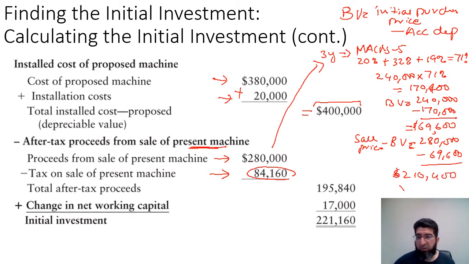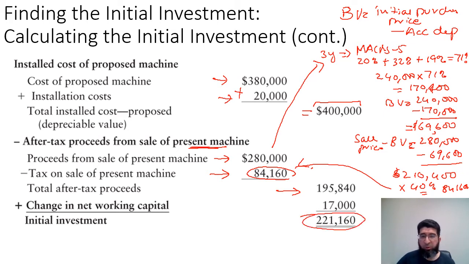Now, if we multiply this with 40%, we'll receive 84,160 as the tax that we have to pay on it. The total after-tax proceeds are 195,000. Change in net working capital, as we already established, was 35,000, and the liabilities were 18,000. So if you subtract it, you get 17,000. So the initial investment will be 160,000 that we'll consider.